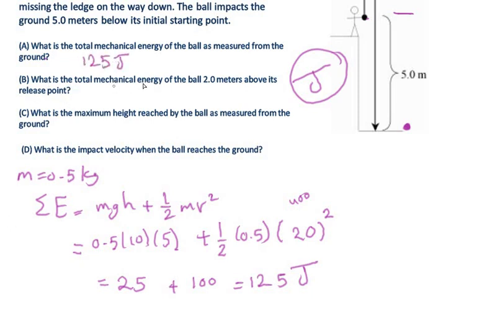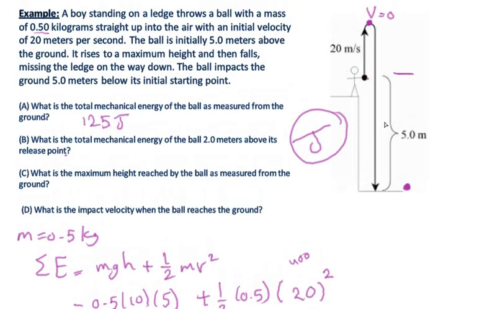B. What is the total mechanical energy of the ball 2 meters above its release point? 2 meters from this point, what is the total mechanical energy? As we said, the total mechanical energy is the same at all the points. So again, it's 125. This is somehow tricky. Some students just start to calculate it and they don't have enough information. They need to calculate other things to be able to calculate it. You just need to know that it is the same because it is conserved.